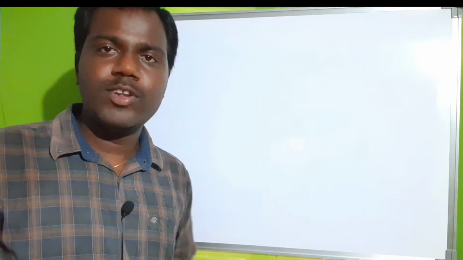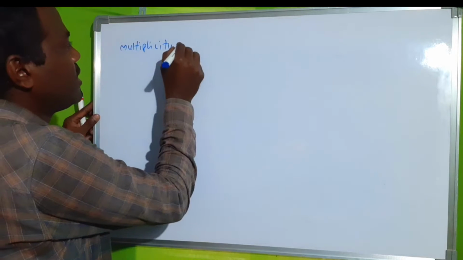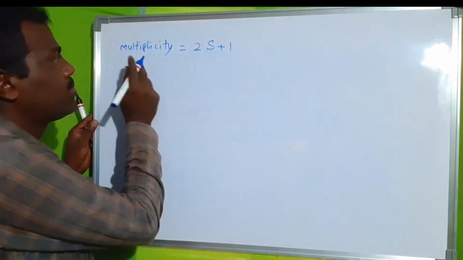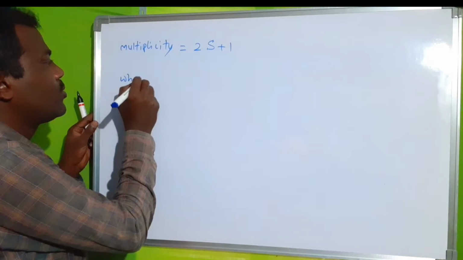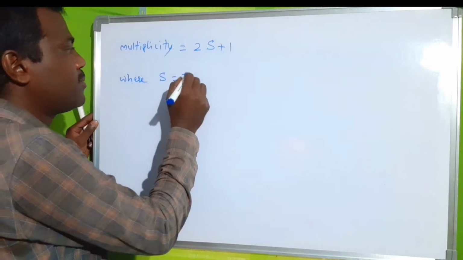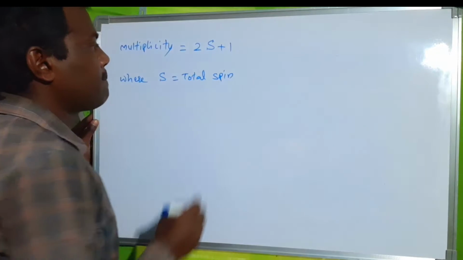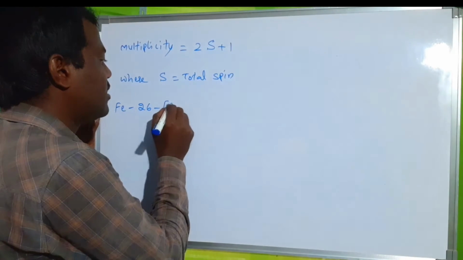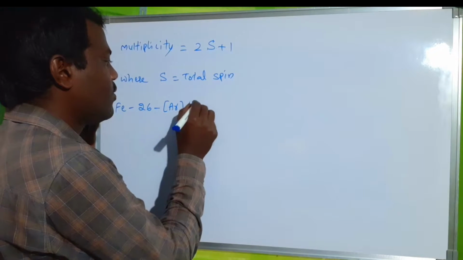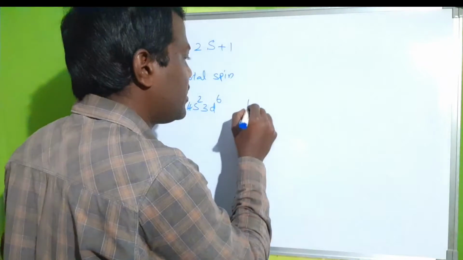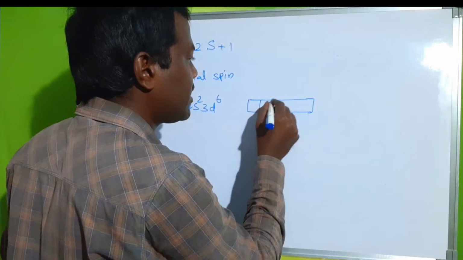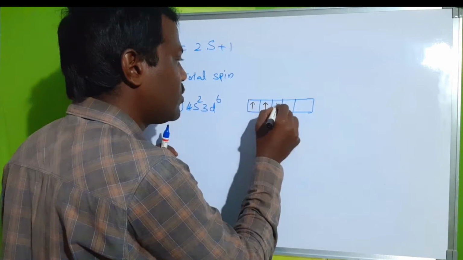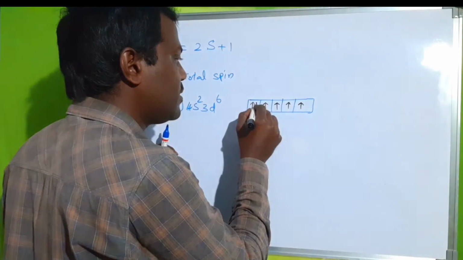Let us check the third statement. Multiplicity is equal to 2S plus 1, where S is the total spin. If we take the iron atom, atomic number is 26, electronic configuration is argon 4s2 3d6. 3d6 means, how can we write the electrons? According to Hund's rule, we have to fill the electrons like this: 1, 2, 3, 4, 5, and 6.